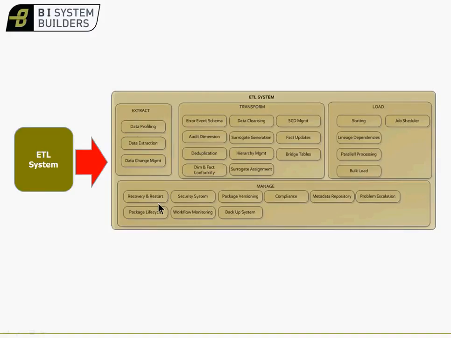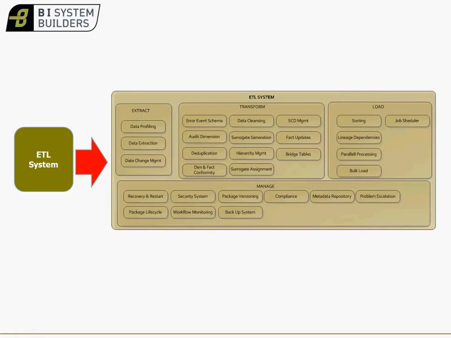And think about how you'll manage that ETL system. So what if data gets lost? How will you recover the system if something becomes corrupted, and how will you restart it? How are you going to back things up? What's the security on that? How do problems get escalated, and so on and so forth? The package life cycle, so job or package, it's the same thing. It's going to go through a life cycle.